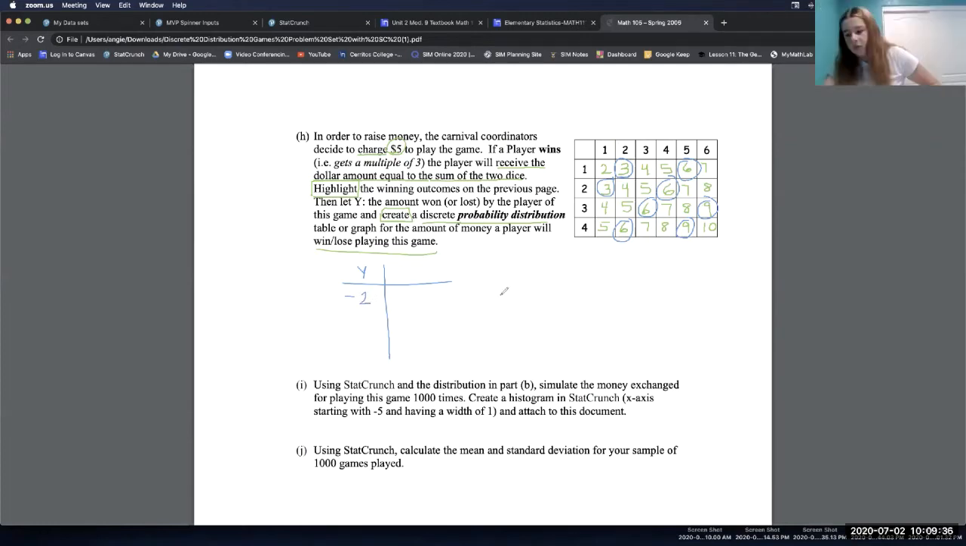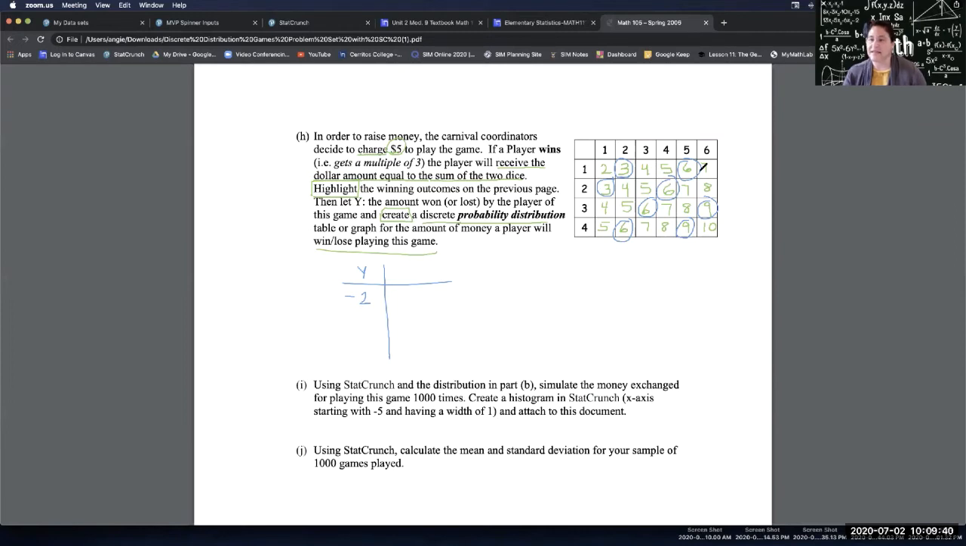Yes. Okay. If I roll a 6, they're going to give me $1, and I put in 5, so I actually just won $1. And then if I rolled a 9, how much did I actually win?